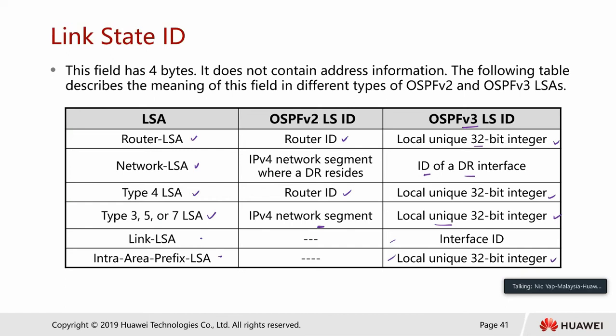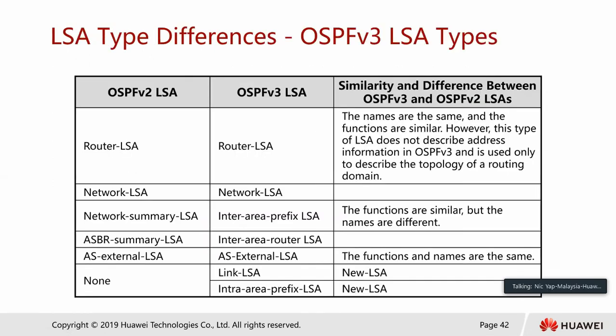So that is the link state ID, which they will show under the database. The next one is the LSA type differences. What are the differences in the LS types we have in OSPF v2 compared to OSPF v3? So you go one by one, OSPF v2 and OSPF v3.